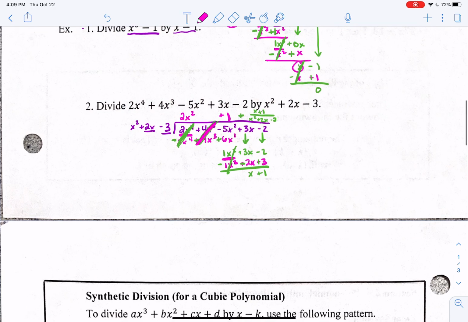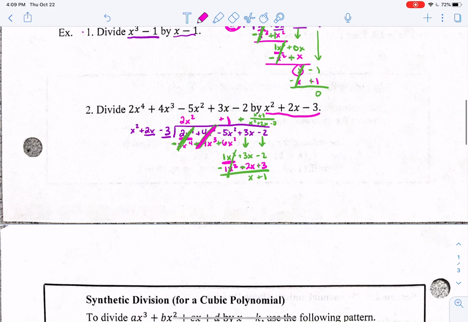Example 2 that we did up here that we got an answer for, we were dividing by x squared plus 2x minus 3, and that's a quadratic function. So we have to use long division in that case unless we want to. The only other thing that we can get around that is x squared plus 2x minus 3 will break down into x plus 3 and x minus 1. That's how this quadratic breaks down. He's a simple trinomial, x plus 3, x minus 1.